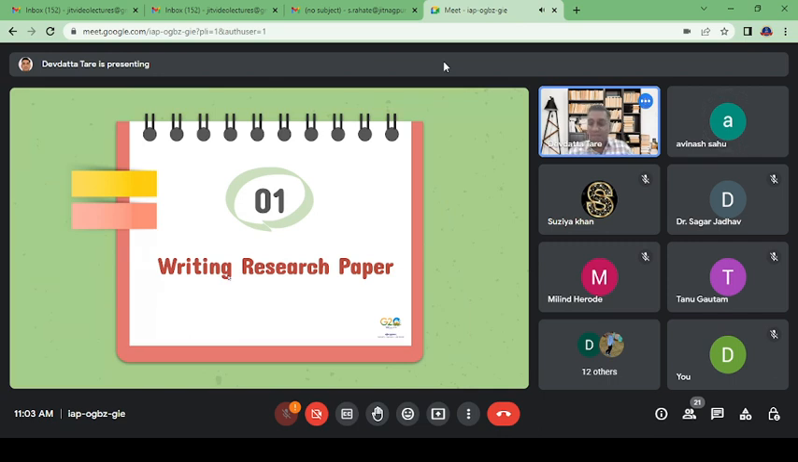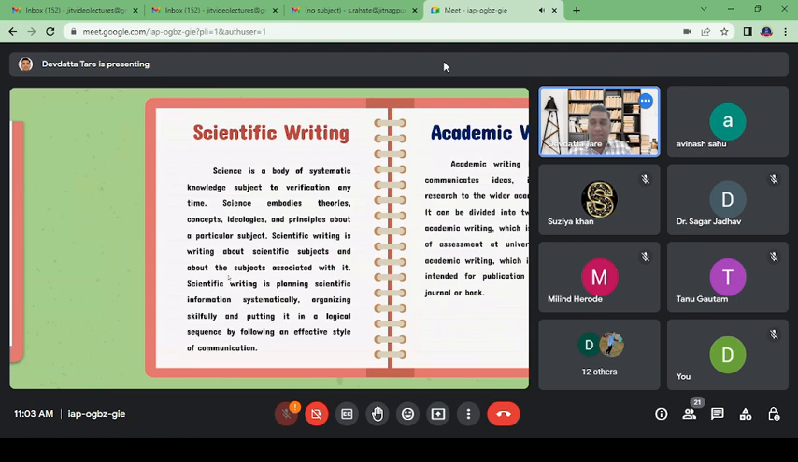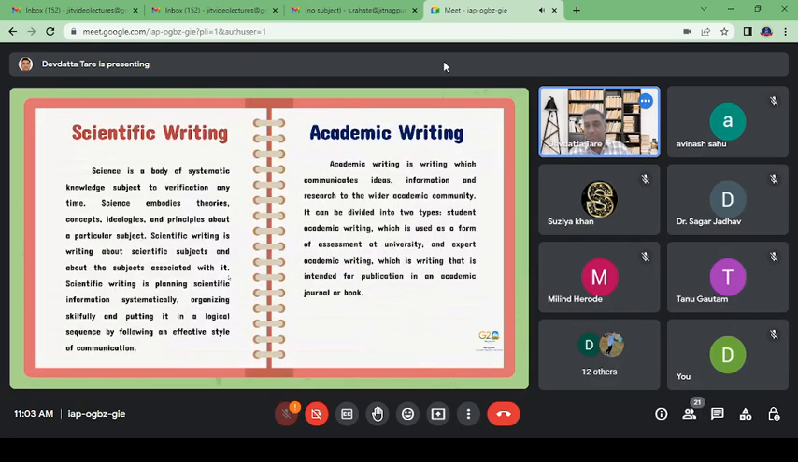Now, we have two kinds of writing, as I suggested in my contents, that is scientific writing and academic writing. Now, what is scientific writing and what is academic writing? I have tried to explain it here.